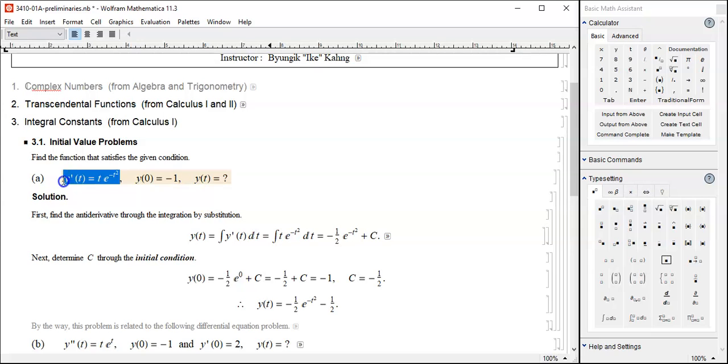This kind of thing is a differential equation: a derivative and some equation related to the derivative. But of course, we're going to do something far more complicated in this course.